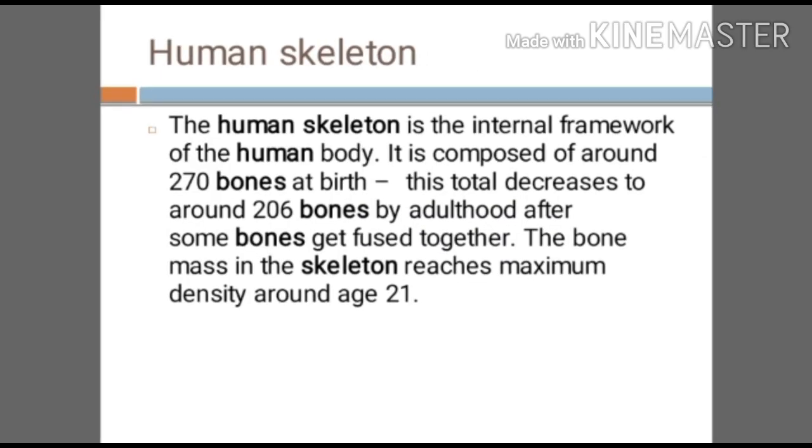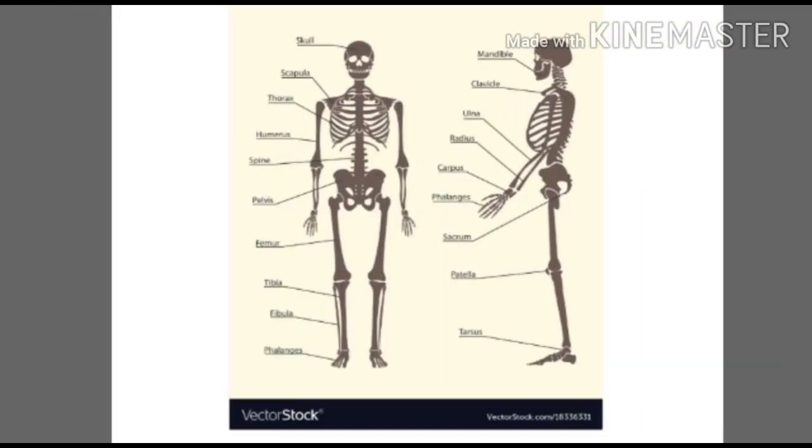Human skeleton. The human skeleton is the internal framework of the human body. It is composed of around 270 bones at birth. This total decreases to around 206 bones by adulthood after some bones get fused together. The bone mass in the skeleton reaches maximum density around age 21. So, can you answer why the bones decrease? We'll wait for your answer in the comment section.